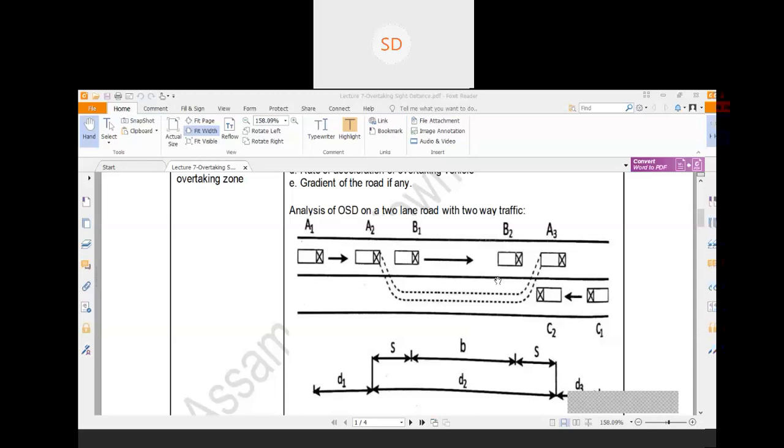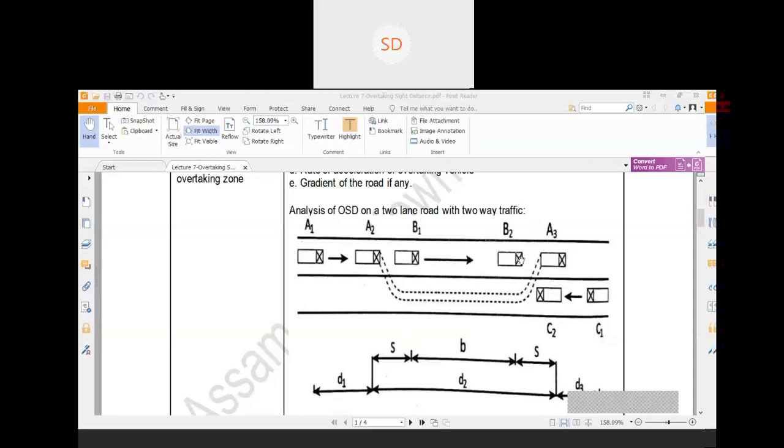So, whenever you encounter a vehicle like a truck which is moving with a very slow speed, what will you do? First, you will think about the situation. In that case, you first reduce your speed and you will maintain a safe distance from the truck. That distance is basically the spacing s.